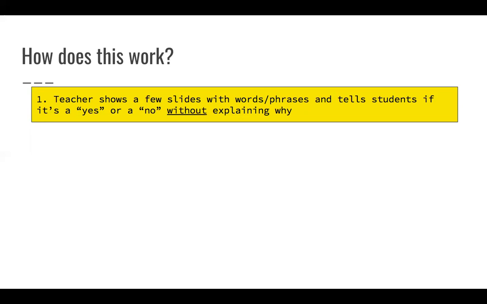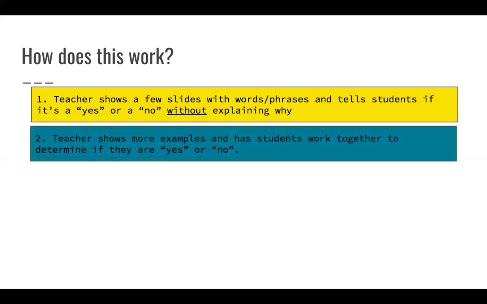And when there's no real explanation for it whatsoever, students know upfront that everything is going to be called yes or no, and they're going to follow along suit. You can either display them one at a time, or you can display them all at once, depending on how you want to do it. So after the teacher says, this is a yes, this is a no, then we're going to move on to the students doing some of it.